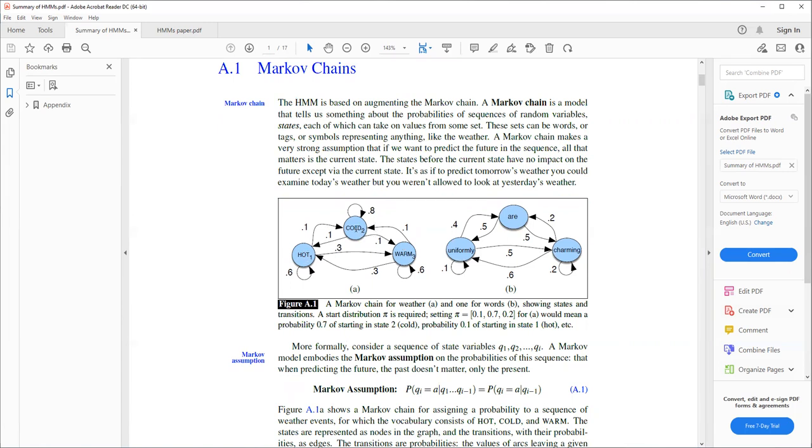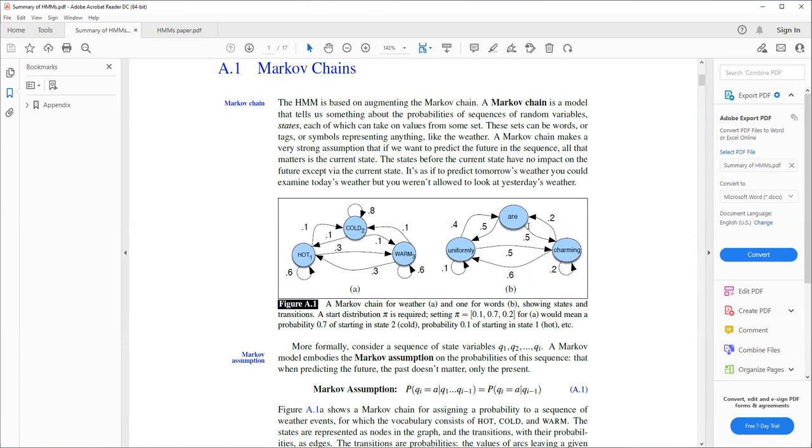So for example, what is the probability that it is going to be cold tomorrow? If you have to predict that, it will only depend on the weather today. If it was cold today, then the probability of having another cold day tomorrow is going to be 0.8, because this is the arrow that controls it, right? If it was warm today, then the probability of having cold weather tomorrow is 0.1, and if it was hot today, again the probability of having cold tomorrow is going to be 0.1. So whatever weather we want to predict, it only depends on the current day's weather, right?